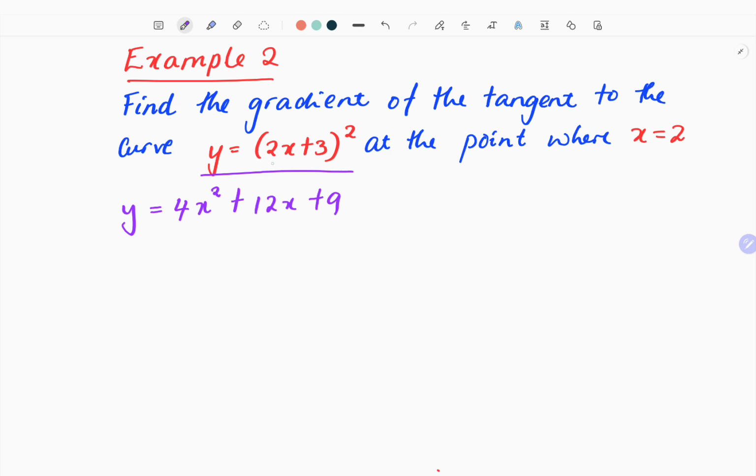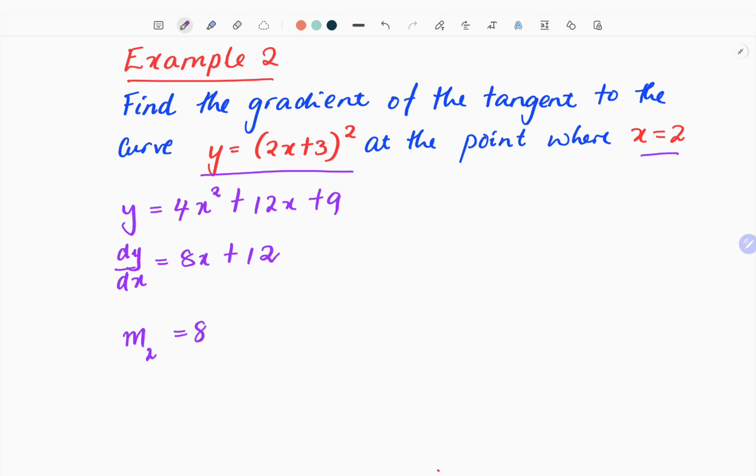Some people can differentiate it as it is, but for the sake of this lesson, we're just going to expand that and differentiate it. And therefore dy/dx will be equal to 8x plus 12.